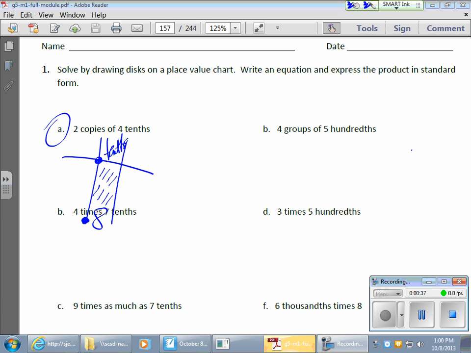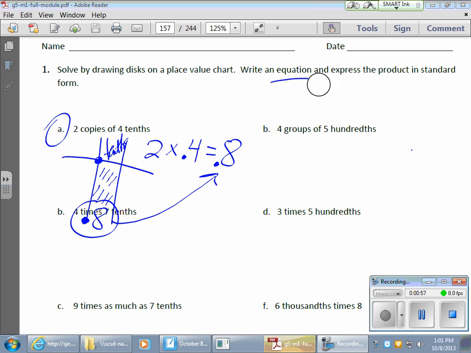Now they also would like an equation. And an equation would look something like this. 2 times 0.4, because that's standard form for 4/10. And that equals 8/10. There it is. Okay, so that's question 1A.